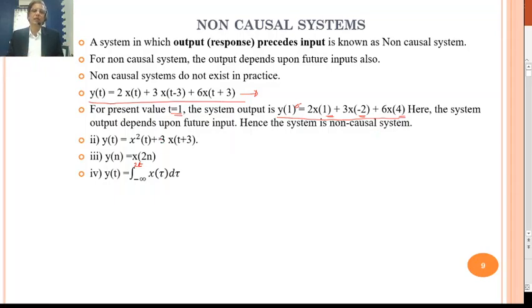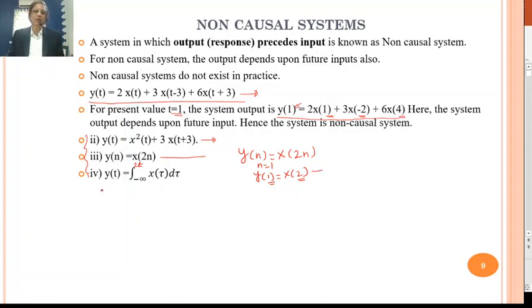Now we will take another example, this second example. Determine whether the systems are causal or non-causal. All these systems are non-causal. Here, if we substitute t equal to 0, it depends on x of 3, which is a future value. For the second example, y[n] equal to x[2n], if you substitute n equal to 1, then y[1] equal to x[2], means 1 is present and 2 is the future value, and this given system is a non-causal system.